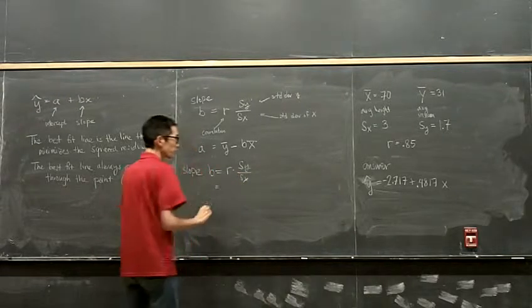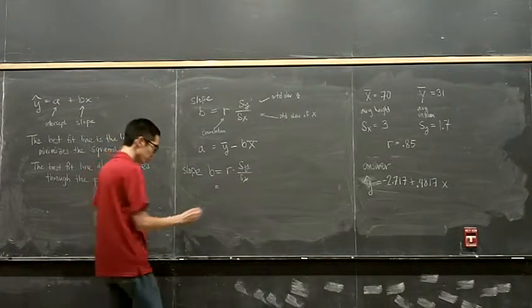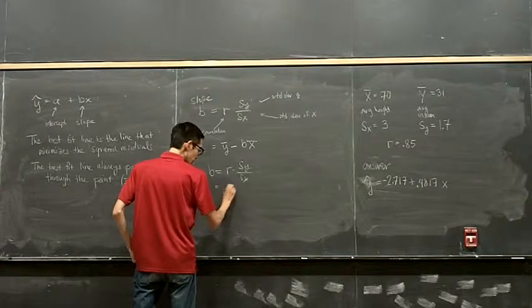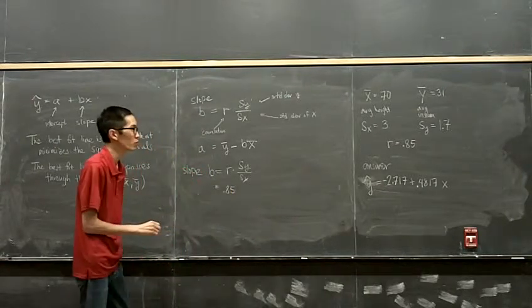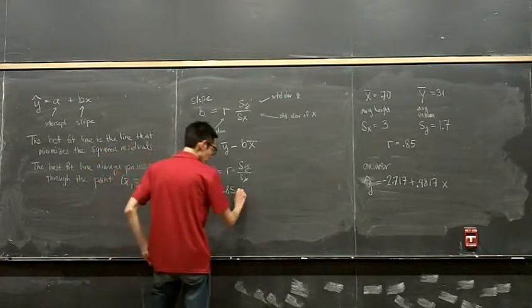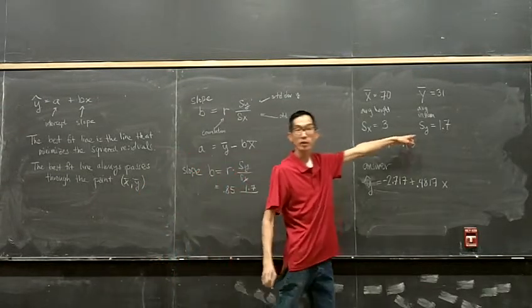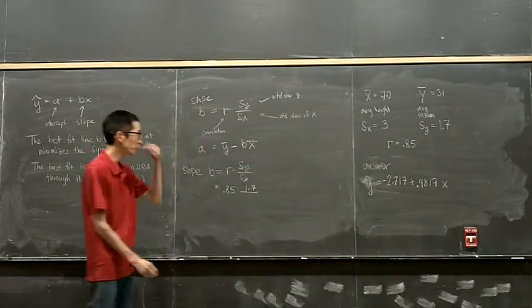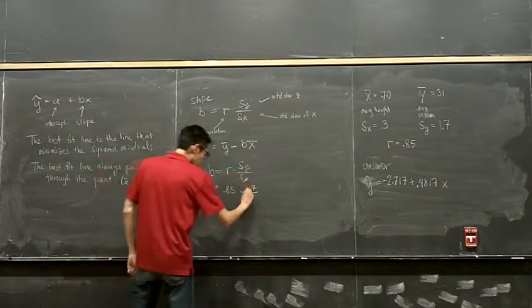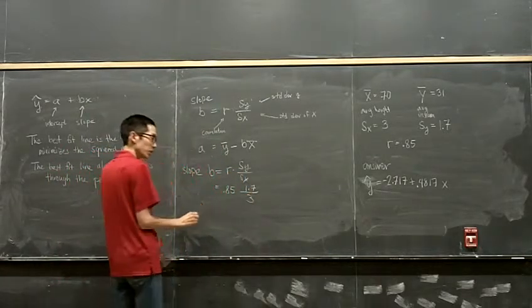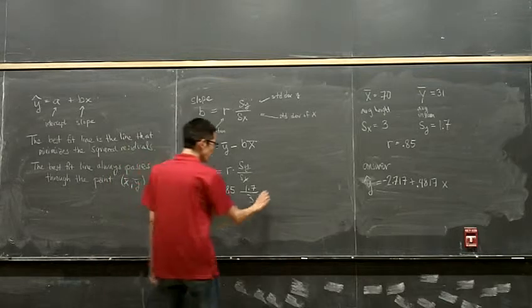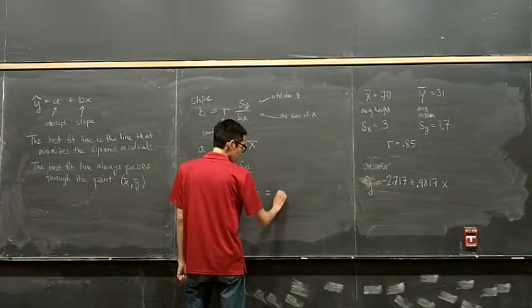What is the value of r? 0.85. What's the value of s sub y? No, s sub y is 1.7. Oh, okay, that's where I messed up. I have it right here. And what's s sub x? 3. Okay, so all I do is I punch this into my calculator.